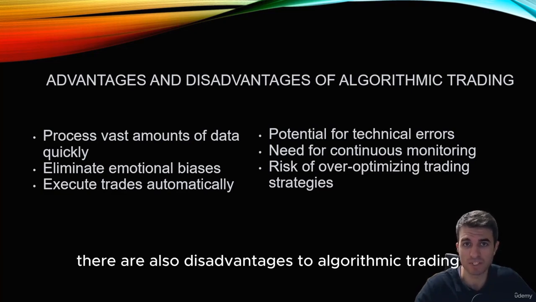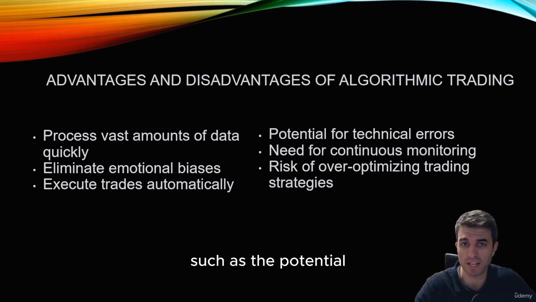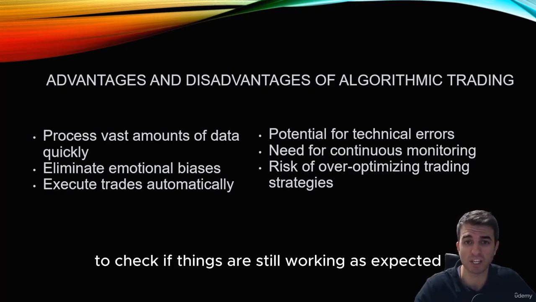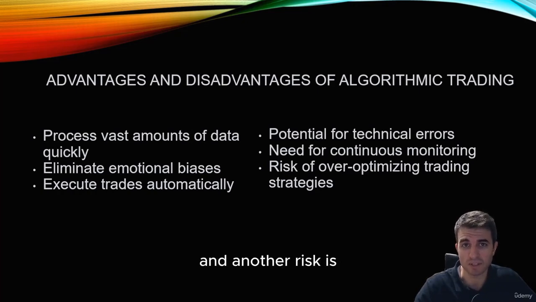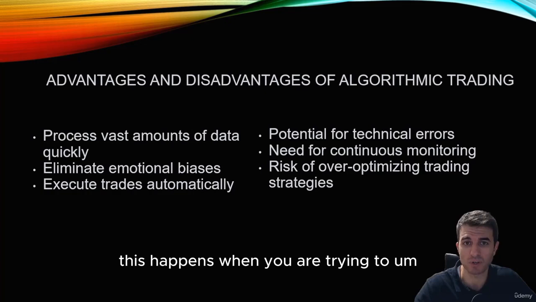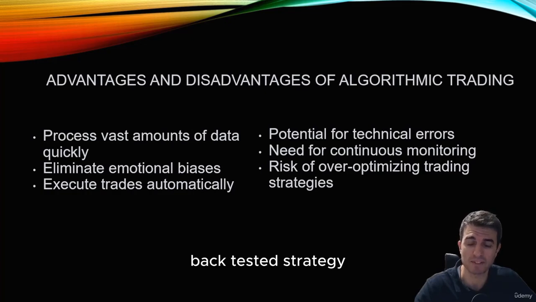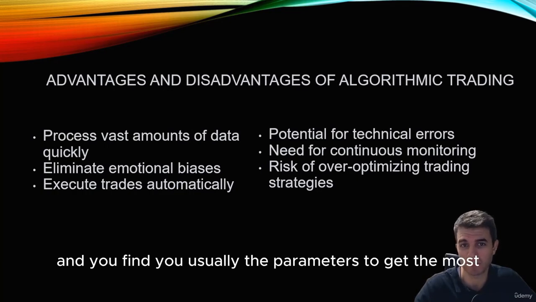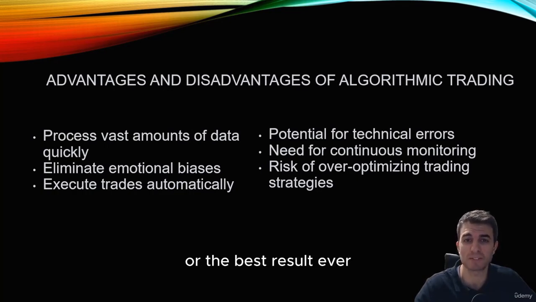However, there are also disadvantages to algorithmic trading, such as the potential for technical errors. So the need for continuous monitoring. We need to monitor the algorithm from time to time to check if things are still working as expected. And another risk is the risk of over-optimizing trading strategies. This happens when you are trying to backtest a strategy, fine-tune some parameters, and you usually fine-tune the parameters to get the best result ever.